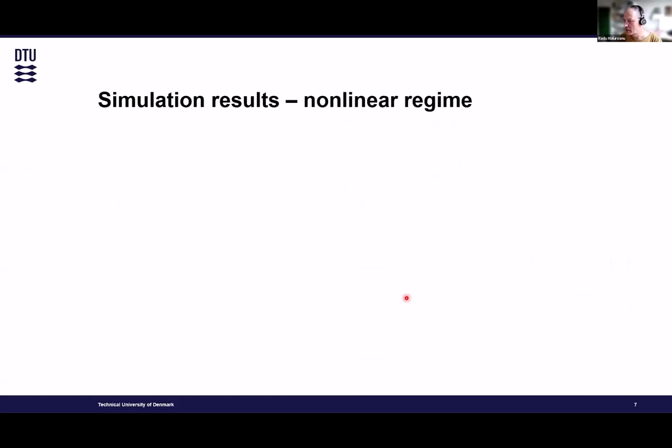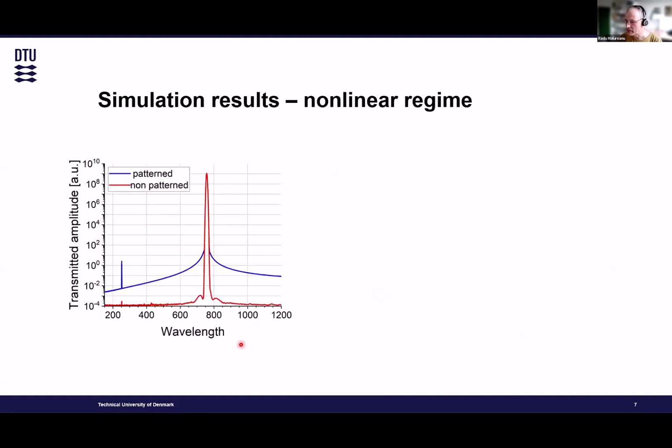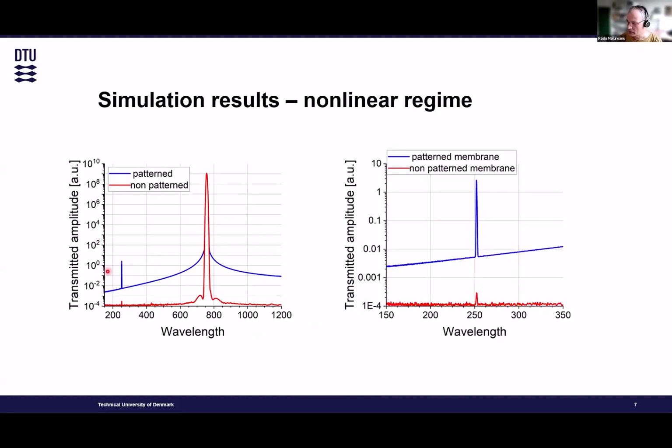So in the nonlinear regime, things are a bit different, because now we come with a pulse, and if we have our pulse centered on the resonance wavelength, then we can see that in the case of non-patterned, we have a third harmonic generation, but the intensity is much smaller than in the case of patterned. A zoom in here shows us several orders of magnitude difference.